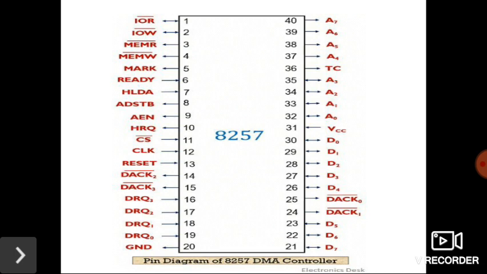Then next is D0 to D7. These are bidirectional data lines, used to interface the CPU with the internal data bus of the 8257 DMA. Then I/O read bar, which is a bidirectional tri-state input line. In the slave mode, the I/O read signal is used to read the internal register of the 8257 by the CPU.